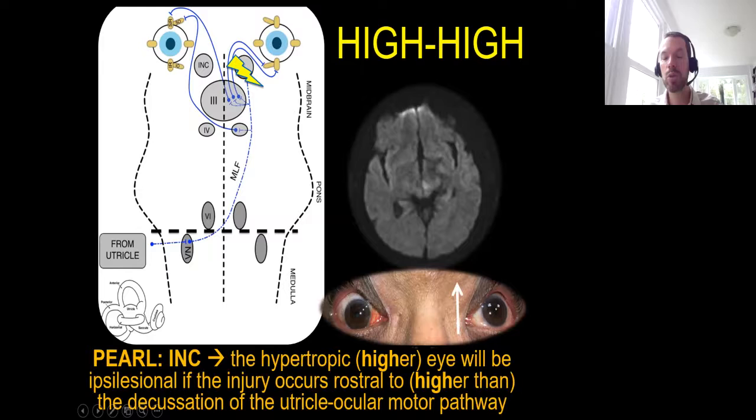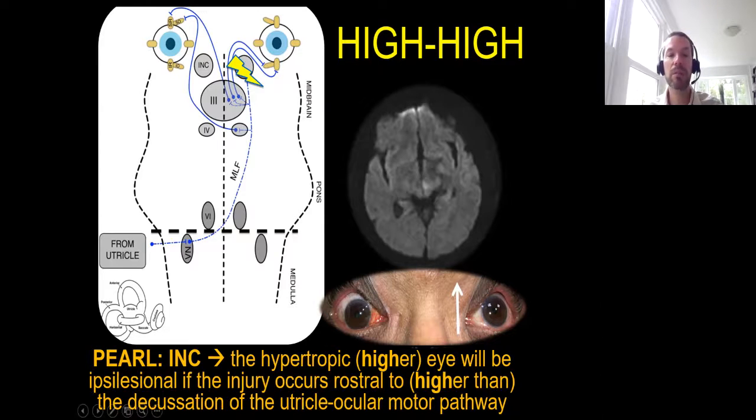The ocular counter roll was to the right. This was another example of a contraversive ocular tilt reaction, where the higher eye was on the side of the lesion because we are higher than the decussation of the utricle-oculomotor pathway. With all these different lesions, if I have a left lateral medullary stroke, the left eye will be lower.